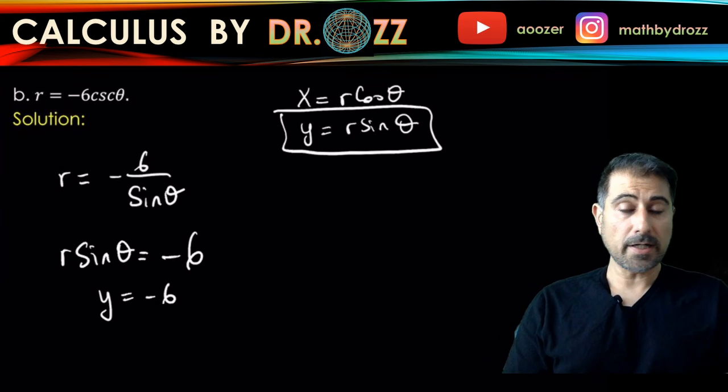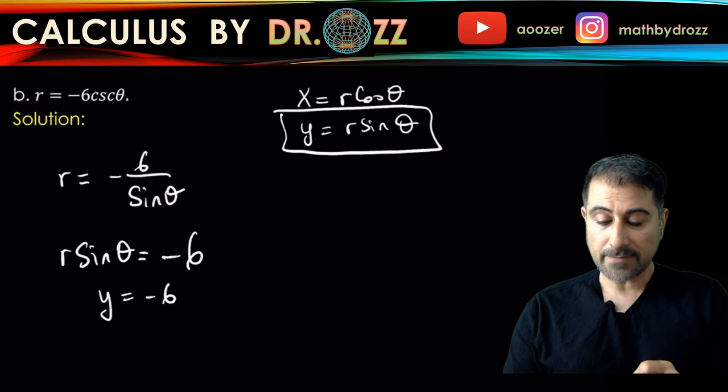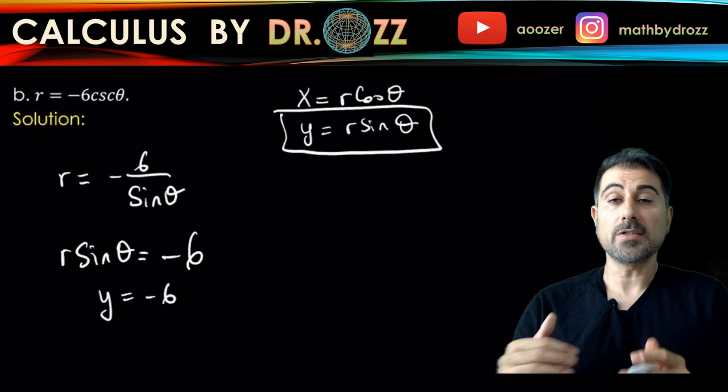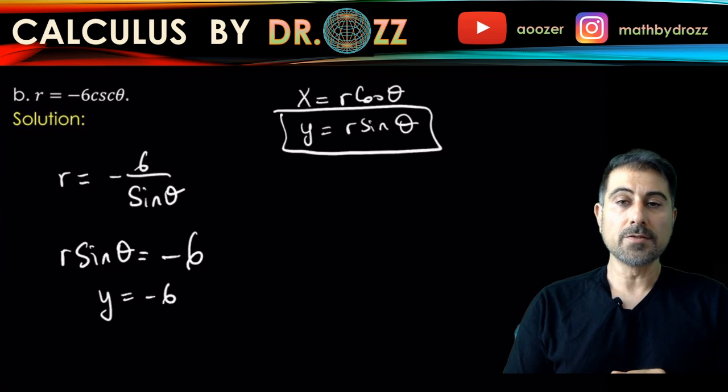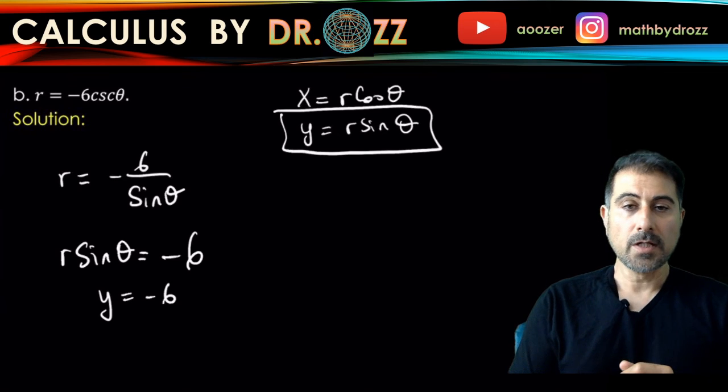Okay, you can go ahead and graph that. But this is going to be essentially a horizontal line. But I also want you to graph it the way I described in the first part.